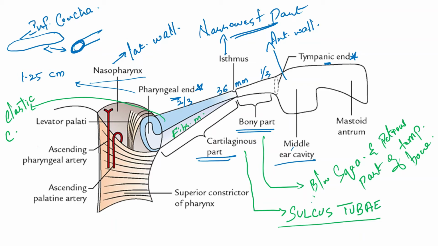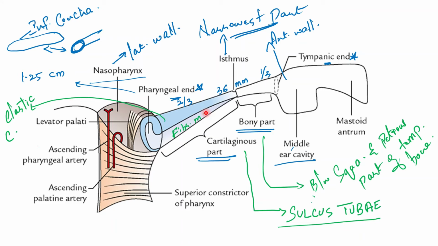So when we talk about the structure of the cartilaginous part of the auditory tube, the roof, the medial wall and the floor are made up of the elastic cartilage. The small lateral part is covered by the fibrous membrane. Hence it is called elastic fibrocartilage in nature. So this is about the structure.